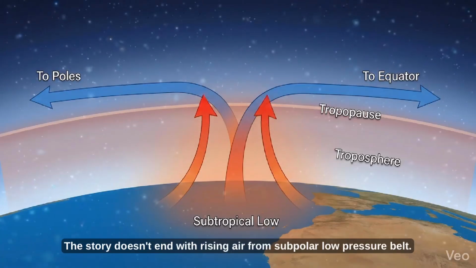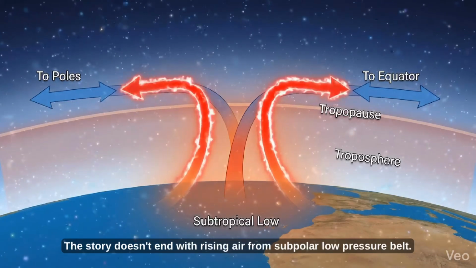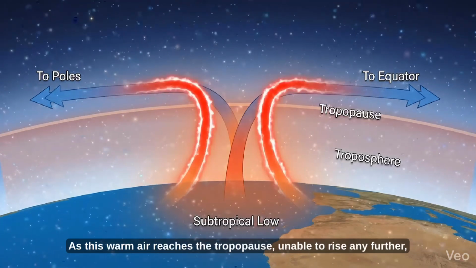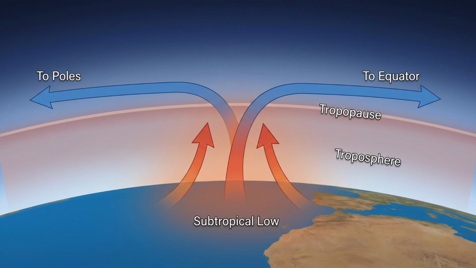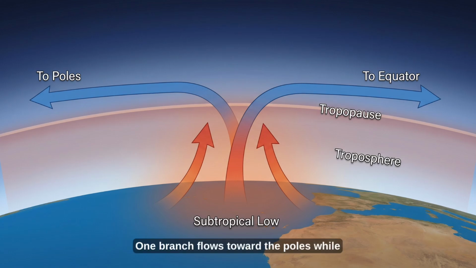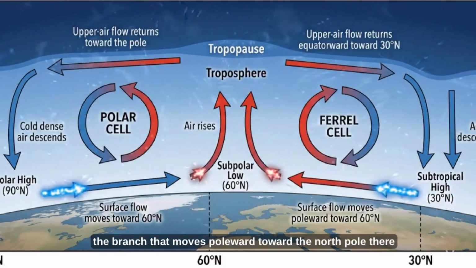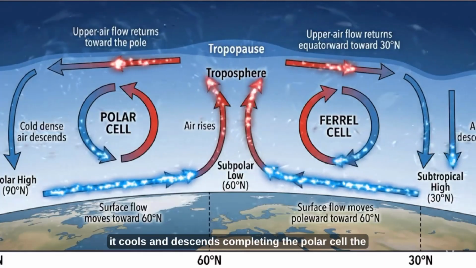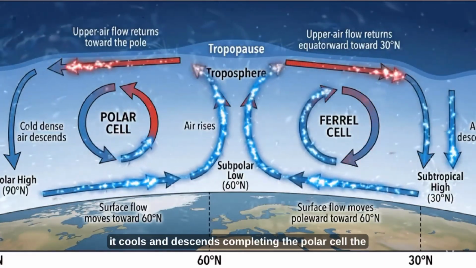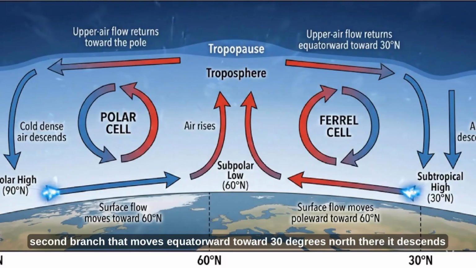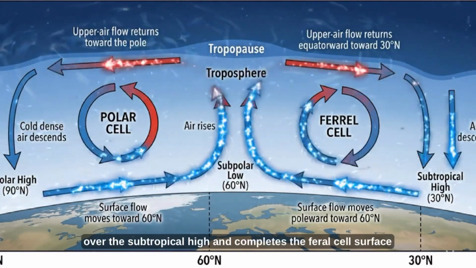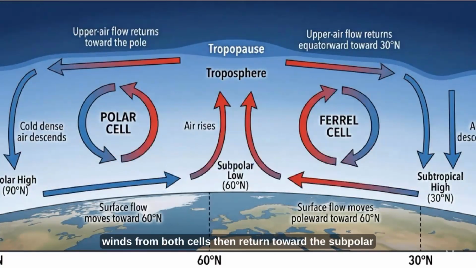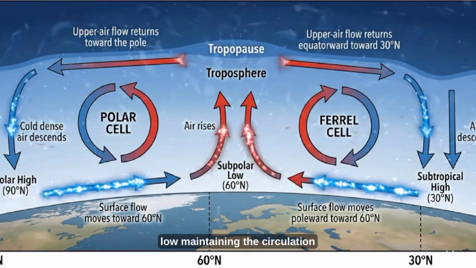The story doesn't end with rising air from the subpolar low pressure belt. As this warm air reaches the tropopause, unable to rise any further, it spreads out and splits into two branches. One branch flows toward the poles, while the other turns back toward the equator. The branch that moves poleward toward the North Pole cools and descends there, completing the polar cell. The second branch moves equatorward toward 30 degrees north. There it descends over the subtropical high and completes the Ferrel cell. Surface winds from both cells then return toward the subpolar low, maintaining the circulation.